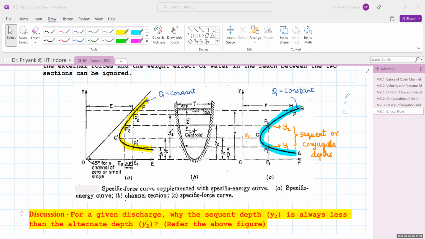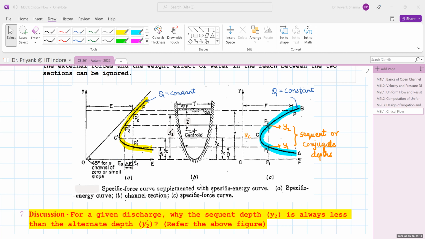Now why does that happen? That is our question. To be very specific, since this y2 corresponds to a specific force, in order to maintain that y2, you can see on this axis that you get another specific energy E2. That is different from the specific energy E1 and it is less than E1. So that implies that while maintaining that y2 depth, there is some loss of energy, that is delta E. So that loss of energy happens.